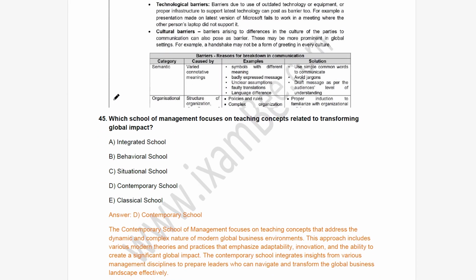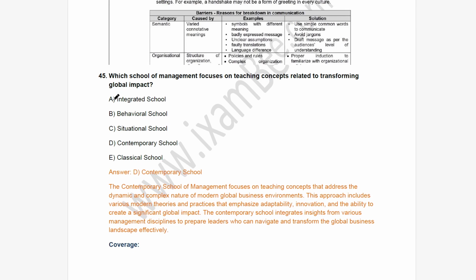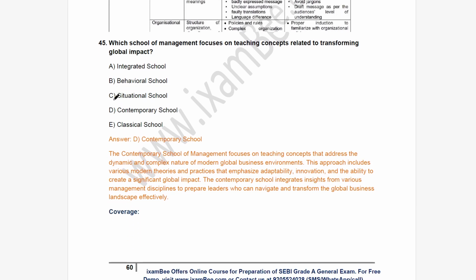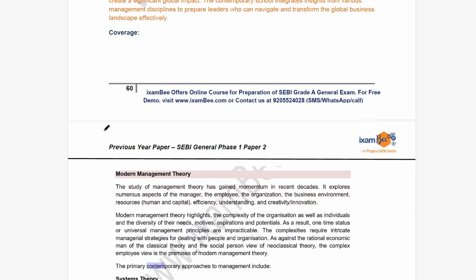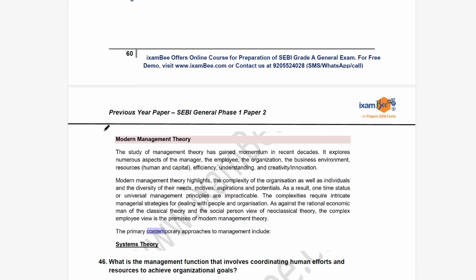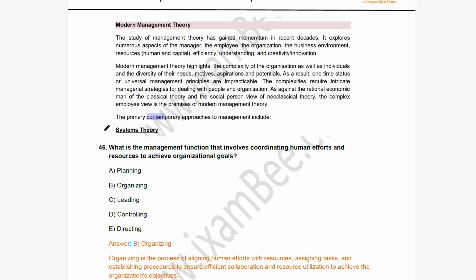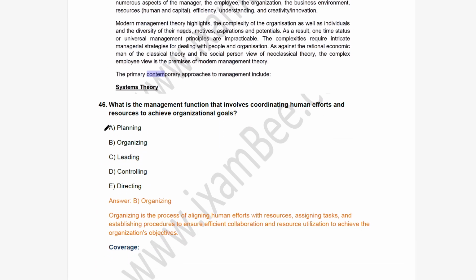Okay, next question, which school of management focuses on teaching concepts related to transforming global impact, right? So this is related to the contemporary or the modern school of thinking, right? So that is what this relates to. This is, again, we had covered something in detail in our notes and discussions in live classes.